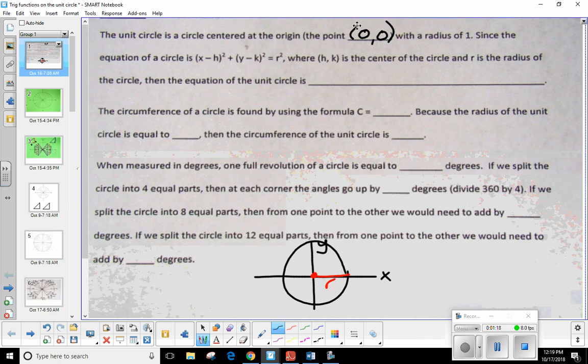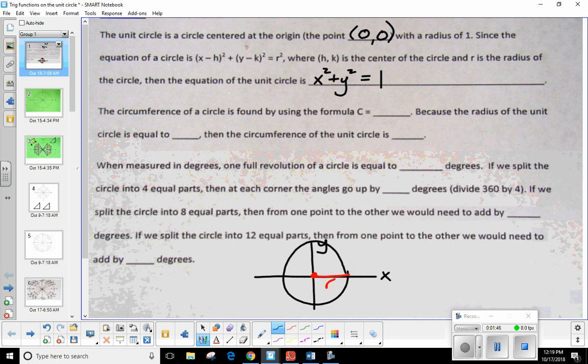Okay, now since the equation of a circle is x minus h squared plus y minus k squared equals r squared, where h and k is the center of the circle and r is the radius, we can then have this. Because both h and k are 0, we can say x squared plus y squared is equal to 1. Okay, because the reason we call it the unit circle is because the radius is just 1 unit. Okay, so 1 squared is going to give me 1.